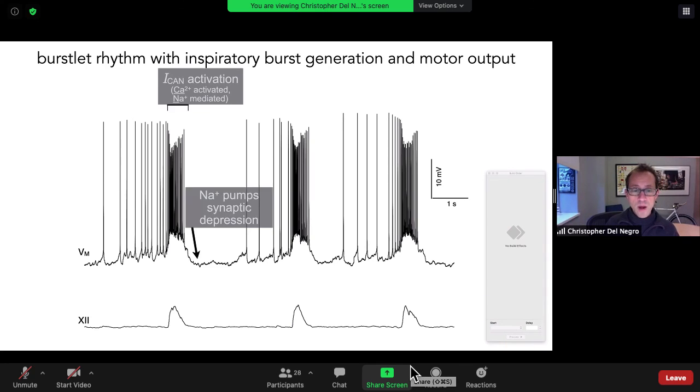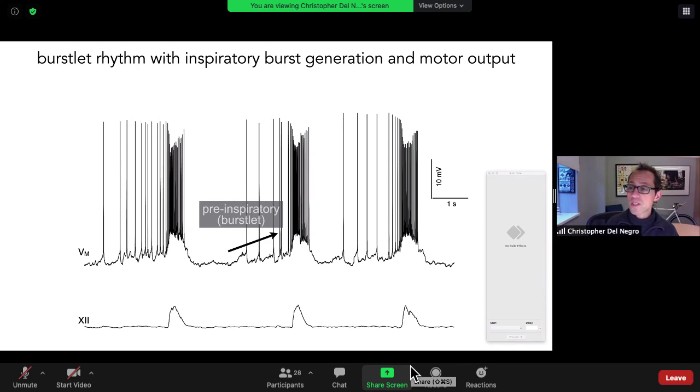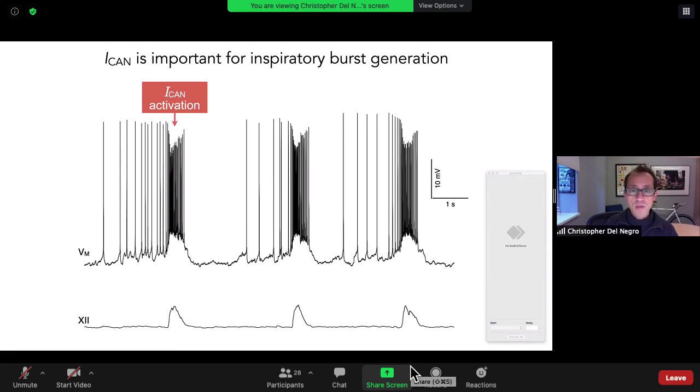Following the inspiratory burst, it activates sodium-potassium ATPase pumps, which are electrogenic and produce an outward current. And then there's also synaptic depression that helps bring the inspiratory burst to the end. And of course, this is followed by another pre-inspiratory phase. But what I want to focus on now is the activation of the CAN current, because that appears to generate this very strong burst, which is associated with output.